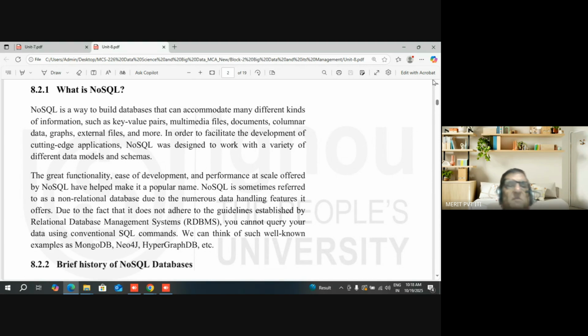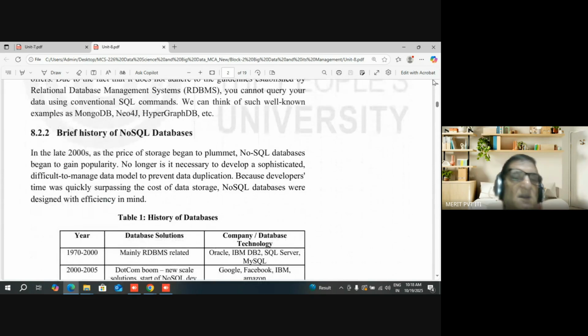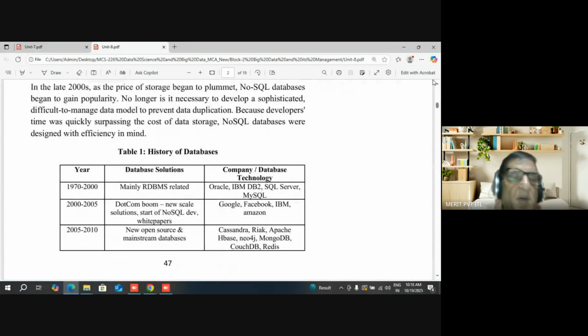So NoSQL has become also important for big data. A brief history: we can think of such well-known examples as MongoDB, Neo4j, and HyperGraphDB. In the late 2000s, as the price of storage began to plummet, NoSQL databases began to gain popularity. From 1997 to 2000 it was mainly RDBMS, such as Oracle, IBM DB2, SQL Server, and MySQL. In 2000 to 2005, the dot-com boom brought new scale solutions and the start of NoSQL, with companies like Google, Facebook, IBM, and Amazon.